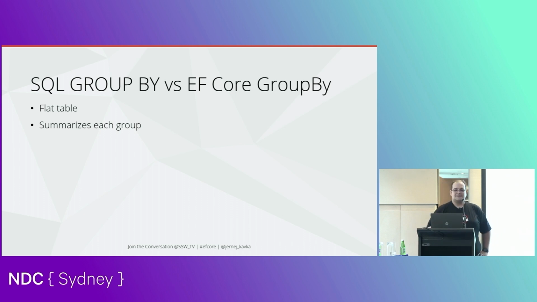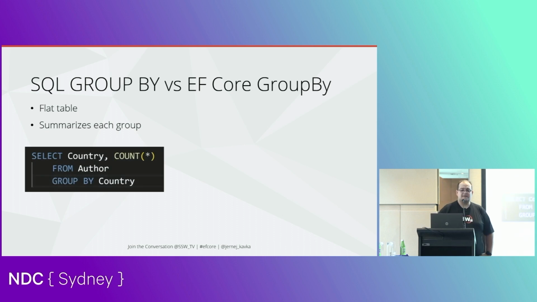So what happens with the SQL group by is SQL is a flat table. And because it's a flat table, the way SQL works is it wants you to summarize every single group. So here we have, for instance, an author that is grouped by country. We cannot just have a list of authors here. We need to summarize it. Now, the simplest summarization here would be count.